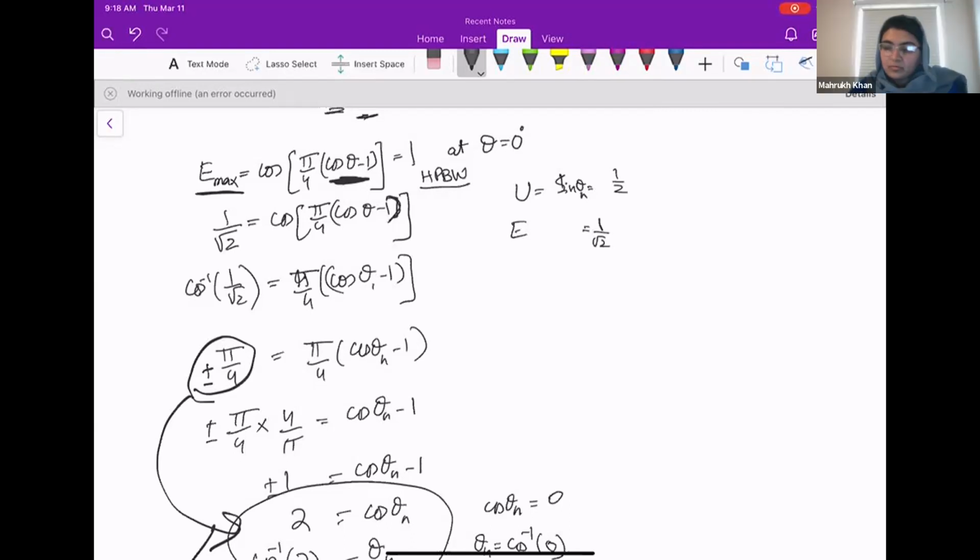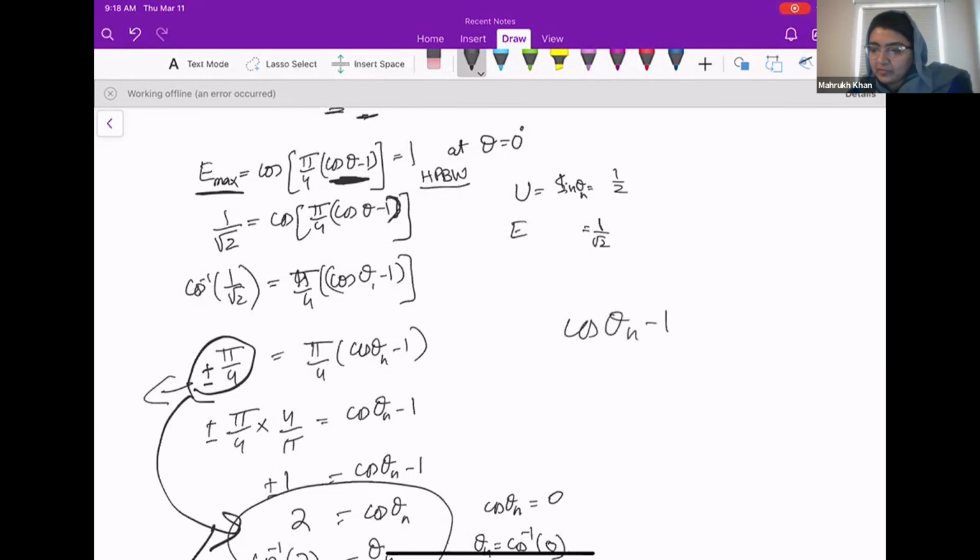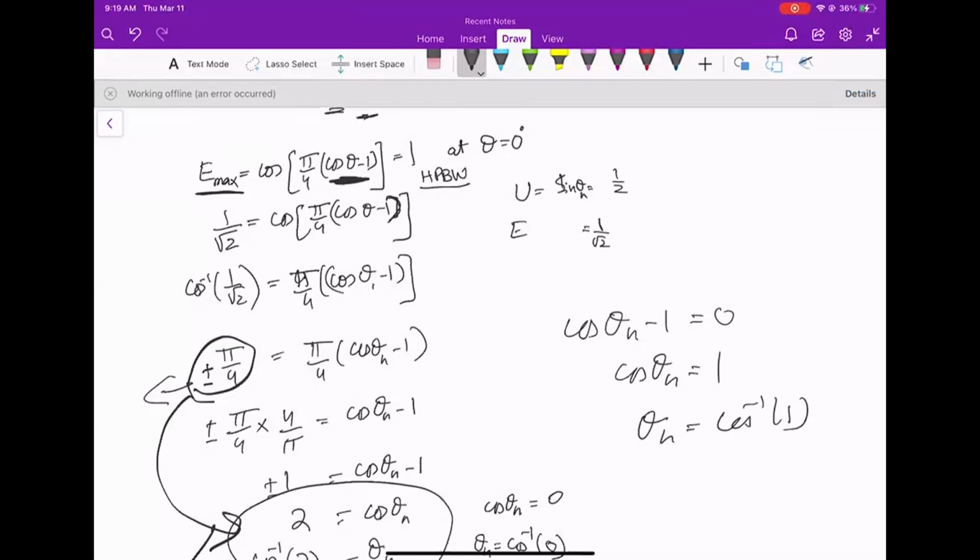Yes, of course, it will change. If this would be 0, then you will have cos theta h minus 1 equals 0, and then your cos theta h equals 1. And then you have cos inverse 1, right? So that will change the whole scenario. Right. All I'm saying is that in that very simple step, it could get you confused, it seems.